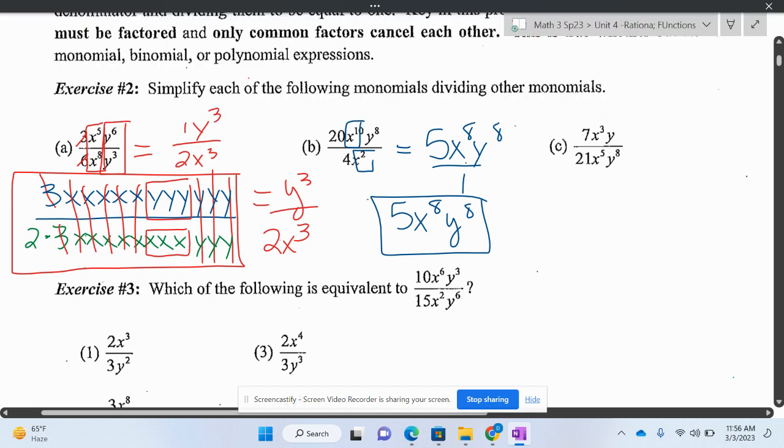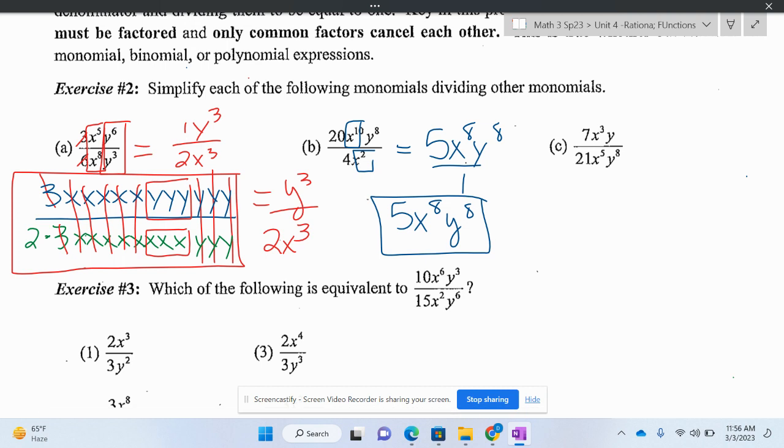Does this make sense? Okay, so let's look at the constants in example C. 7 over 21 reduces to what? 1/3. So I'm going to have a 1 up here and a 3 down here. So I have x cubed over x to the 5th. Are there more powers of x in the numerator or the denominator? The denominator. What is 5 minus 3? So those 2 powers of x are going to go where? In the denominator.